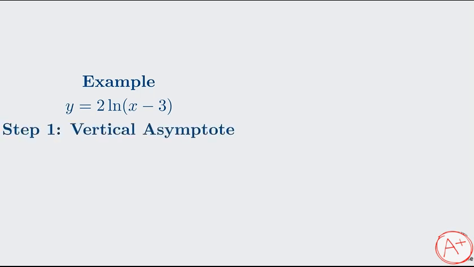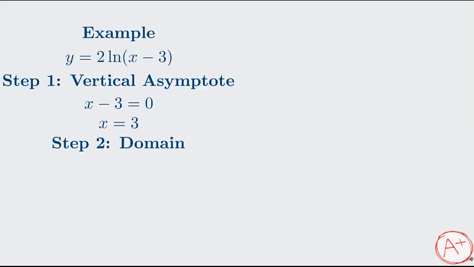Let's work through an example. Suppose we want to find the domain and asymptote for the function y equals 2 times the natural log of the quantity x minus 3. To find the vertical asymptote, we look at the argument inside the natural log. We set x minus 3 equal to 0, which gives us the vertical line x equals 3. The graph will never cross this line. For the domain, the argument must be strictly positive. Therefore, x minus 3 must be greater than 0, meaning x must be greater than 3.